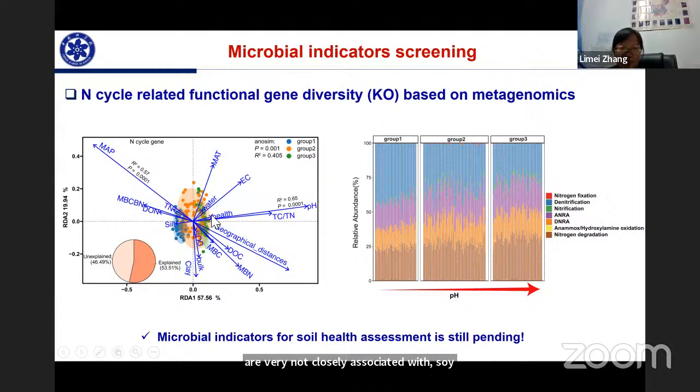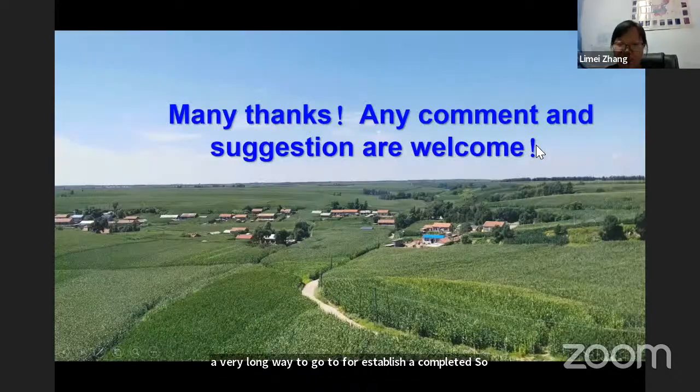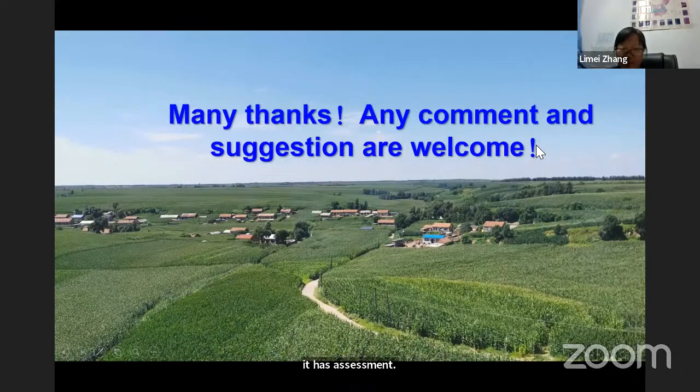Anyway, the microbiome indicator is a big headache for us, and it's still pending, and we also have a very long way to go to establish a complete soil health assessment. Yeah, that's all my talk. Thank you very much, and hopefully any comments and suggestions are welcome.